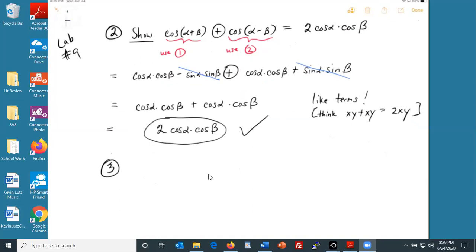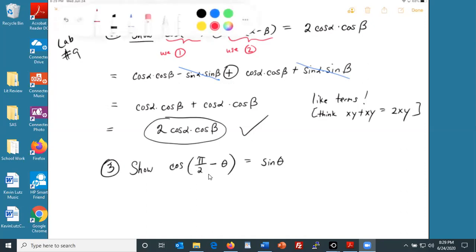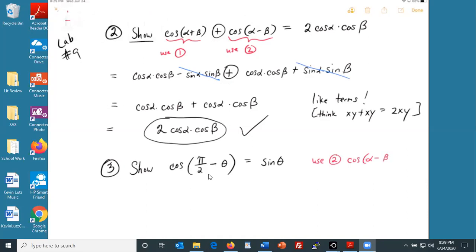All right, number 3. Let's use some of the numbers from the table from above. We're going to use the numbers from the table to show that the cosine of pi over 2 minus theta will equal the sine of theta. All right, so which formula does this match up with? It will be 2, the cosine of alpha minus beta.